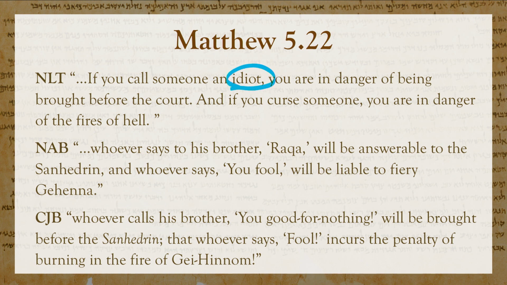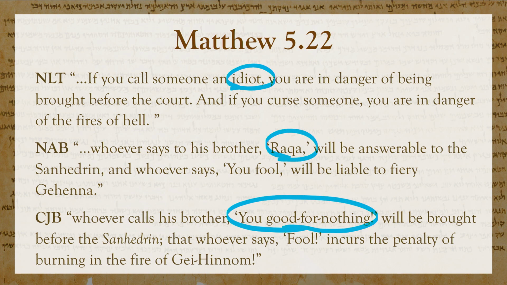Okay, so we've got a couple of differences to look at here. First of all, the NLT translates it as idiot, the NAB translates it as Raka, and the CJB translates it as you good for nothing. Right? So these are three different ways to look at the same word. Do you translate it based on English vocabulary, or do you preserve the original? Then the second is, where do you take this person who does this thing? Do you take this person to court or the Sanhedrin? Did you notice that? You have court for the NLT, Sanhedrin for the NAB, Sanhedrin for the CJB.